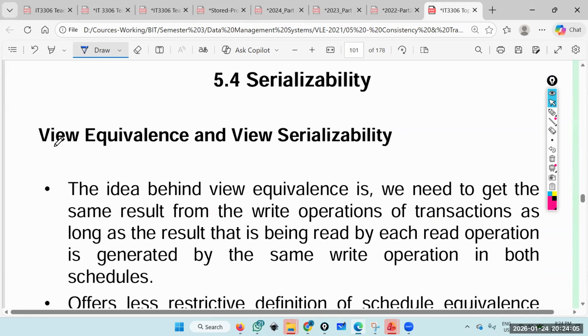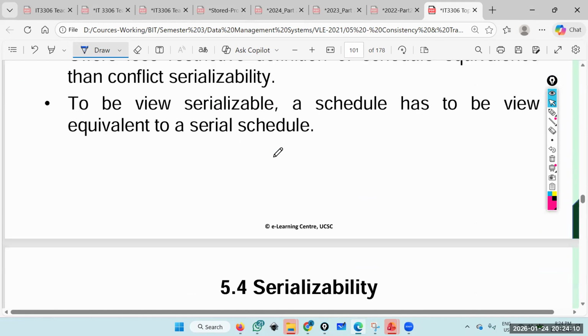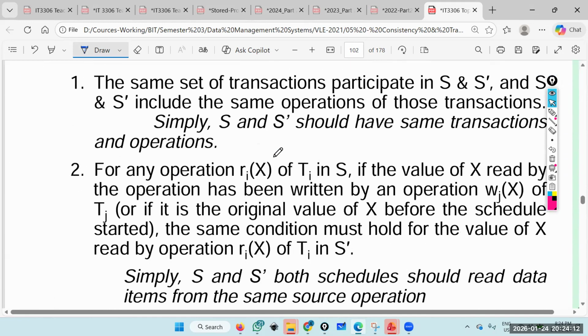Right. So finally, the view equivalence. What are the three conditions?